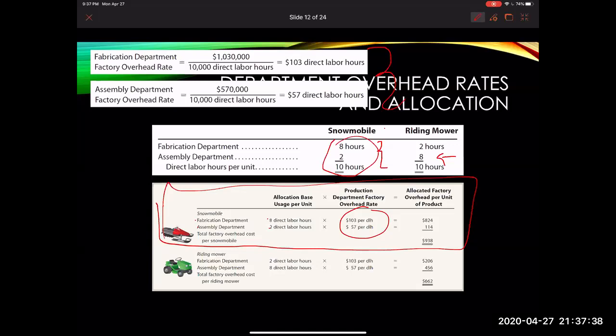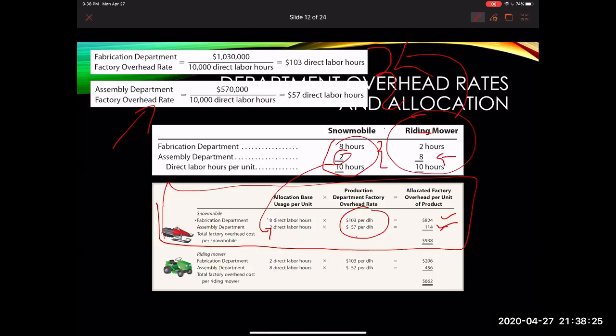Once we do 8 direct labor hours times the $103 per direct labor hour overhead rate, we come up with $824. Then we do the same thing for the assembly department. This too is coming from here, and the assembly department's overhead rate comes from here. Once we do the calculation across, we come out to $114. Once we add both of those up, the amount that we're going to allocate to factory overhead for the snowmobile will be $938. Then we do the same thing for the riding mower. All of that information is provided here, and we're going to use these rates. That's how we come up with this.